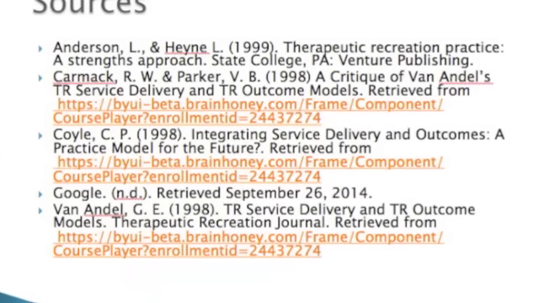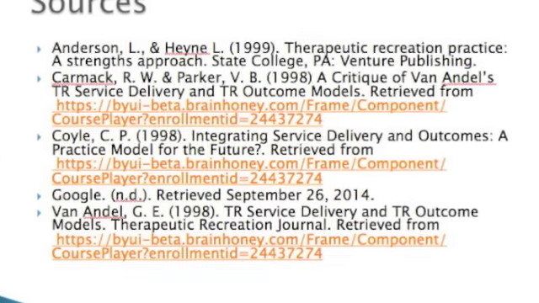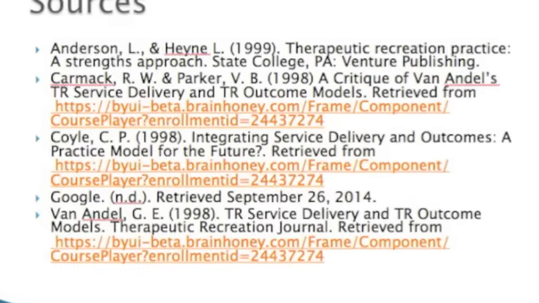And these are the sources that we used for our service delivery model research: just the textbook and the articles that were provided online.